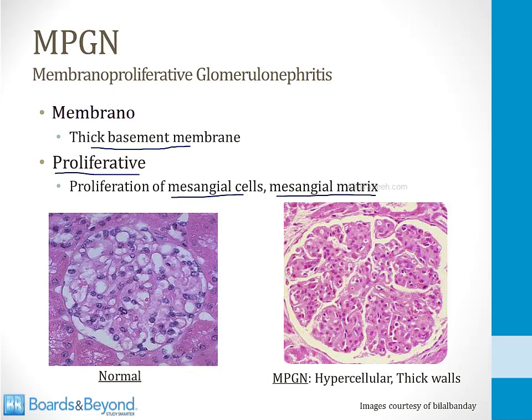On the bottom left side of the screen is a normal glomeruli that you would see in a normal kidney. On the right side of the screen is an example of what you could see in MPGN. Note that there are more cells, it's hypercellular. There's also lots of pink mesangial matrix proteins present in the glomeruli. This is all consistent with MPGN.